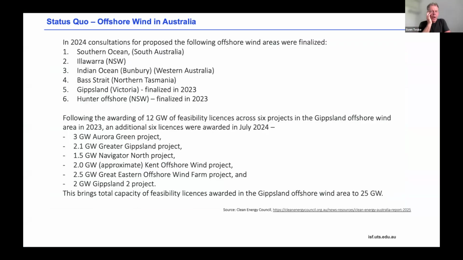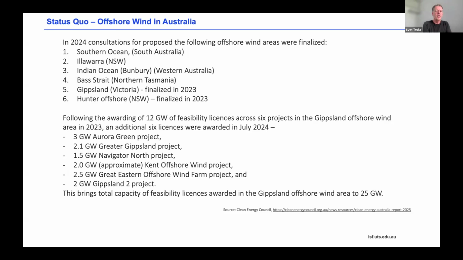In 2024, we finally had 6 priority areas where the consultations are finished from the government. So we have one in South Australia, the Southern Ocean. We have 2 in New South Wales. Hunter is north of Sydney, about 200 kilometers. Illawarra is about 100 south.